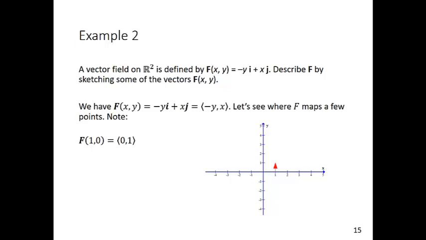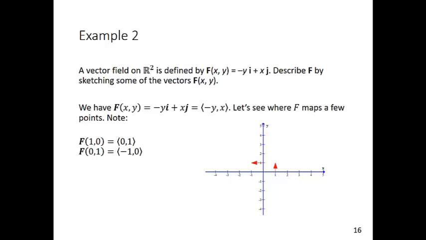Now, we can't cheat with our symmetry like we did on the first example, so let's just go through a few more points. f is going to take the point (0, 1) to the vector ⟨-1, 0⟩. So starting at the point (0, 1), we will draw a vector that points to the left 1 unit, but has no vertical component, so doesn't go up or down at all.